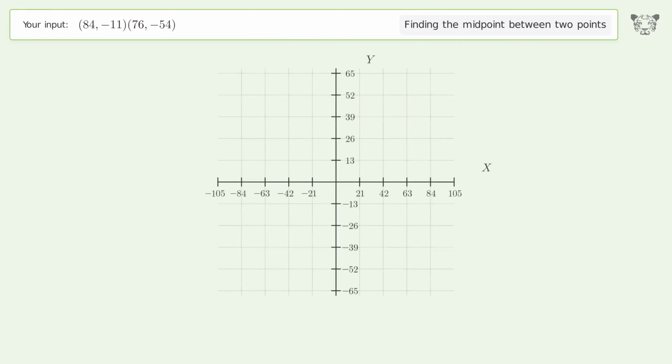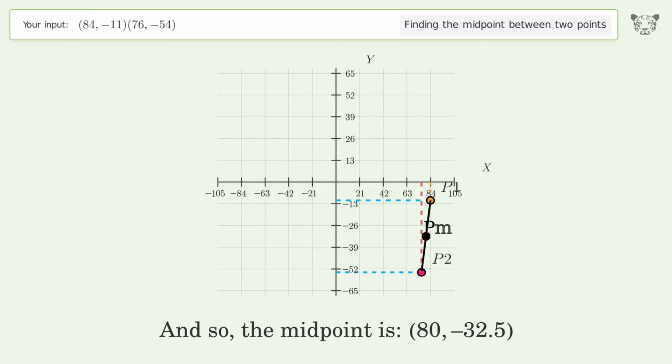And so, the midpoint is 80, negative 32.5.